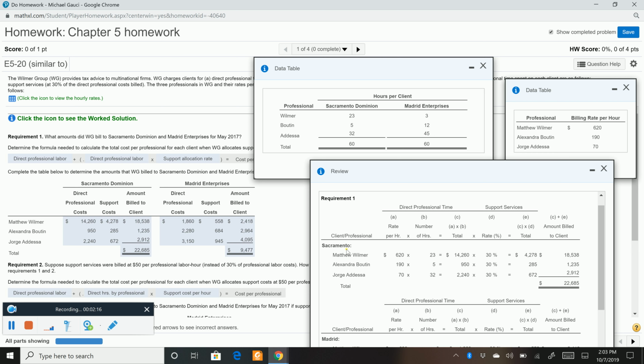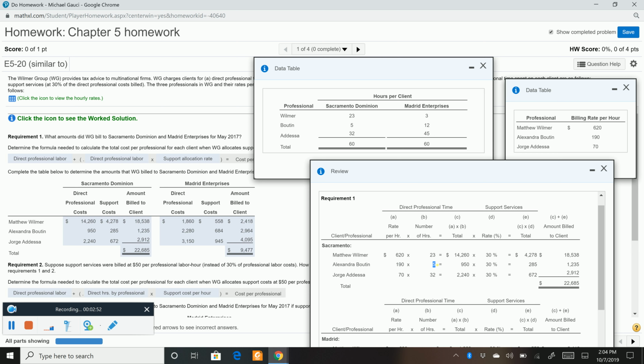Okay, and for Sacramento, Mr. Wilmer is charging 23 hours of work. So 620 times 23 equals 14,260. And on top of that, multiply it by 30%, and we're going to get the amount we should bill for supporting services. So if you add his billable rate of 14,260 and the support services of 4,278, you get 18,538.